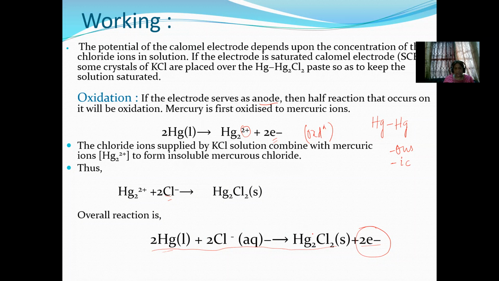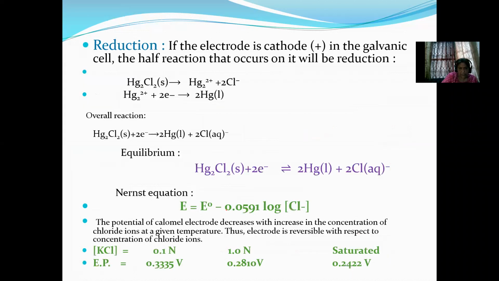Okay. So if you add these two reactions, Hg2 2+ and Hg2 2+ cancel on both sides, and you have 2Hg. Adding these two equations: 2Hg plus 2Cl minus is equal to Hg2Cl2 plus 2 electrons. That is the net reaction if it acts as anode. Remember that.